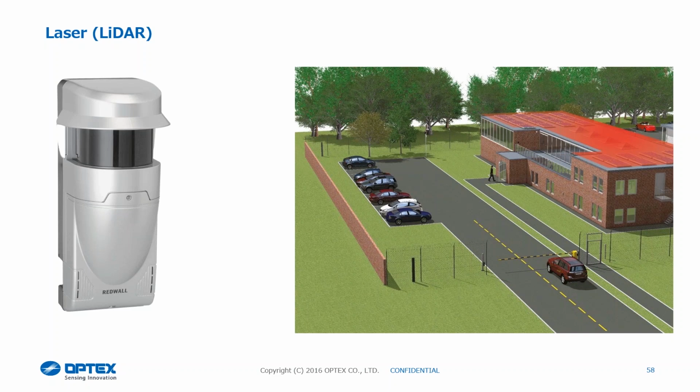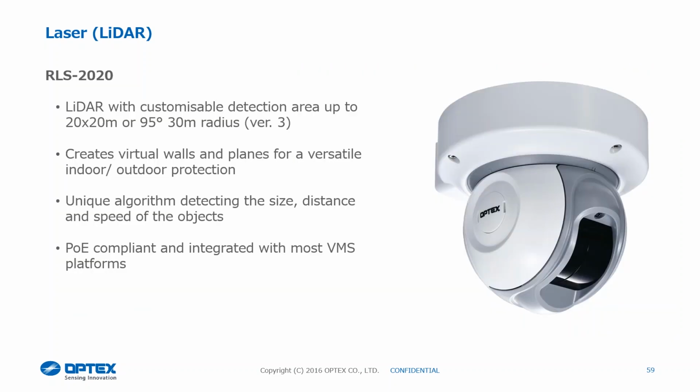Okay, thank you very much indeed for that, Neil. That was the 3060, the big brother. And now we'll go and talk about the little brother, which is the 2020, 20 meters by 20 meters and a 95-degree radius on that.